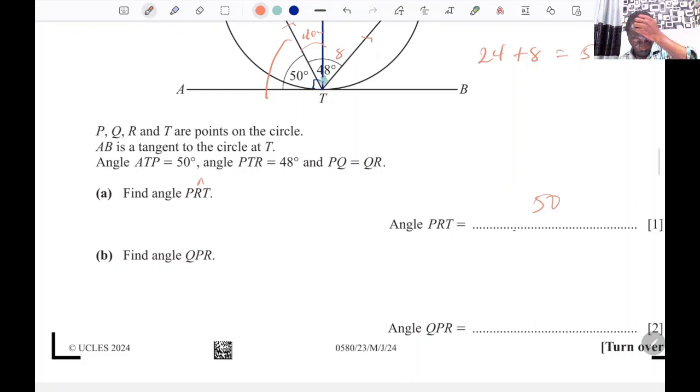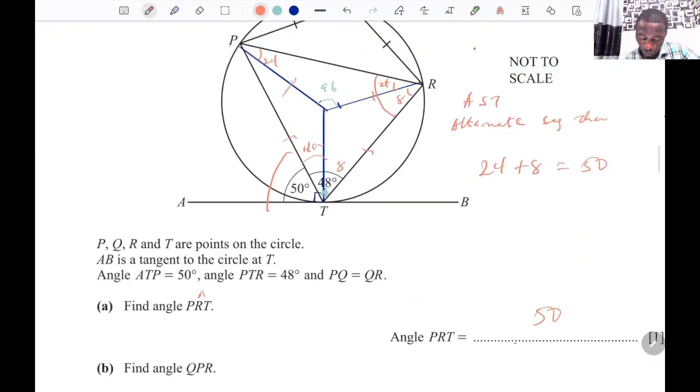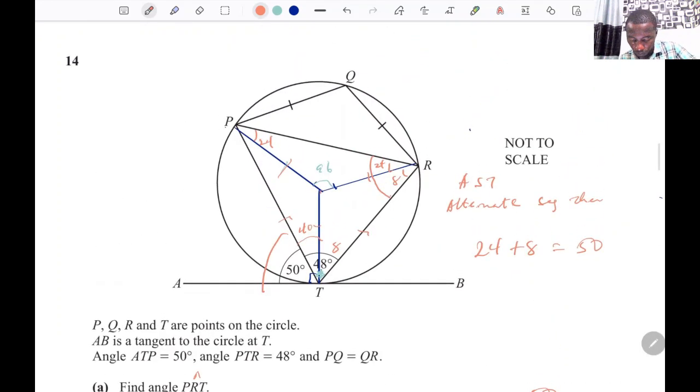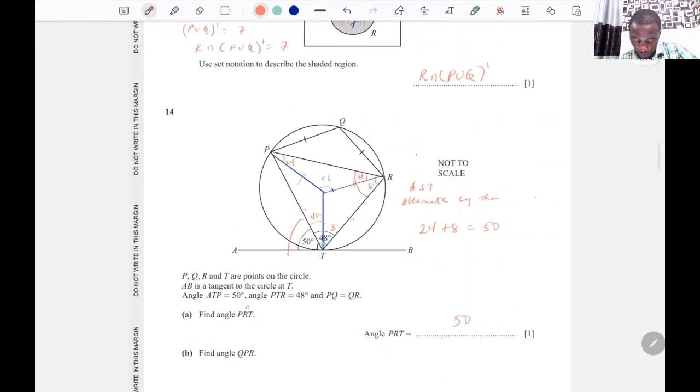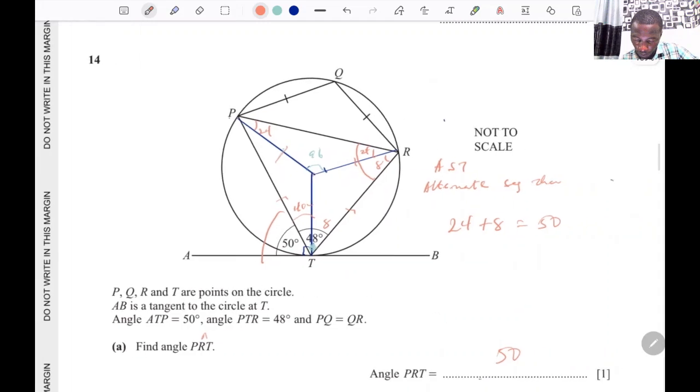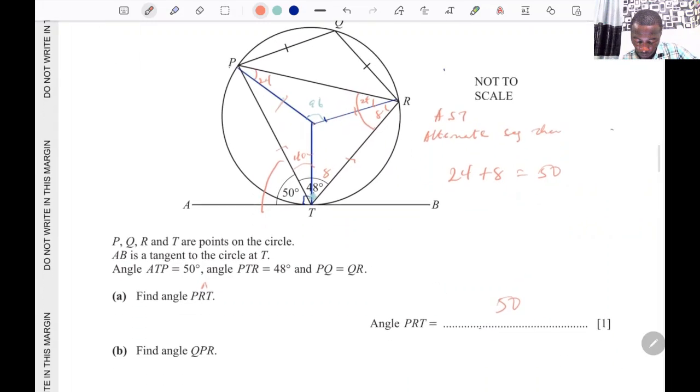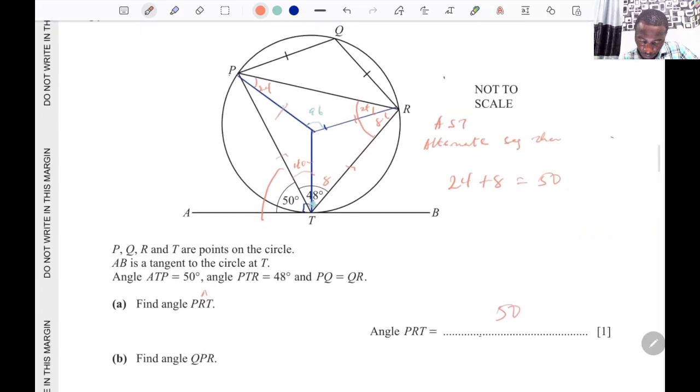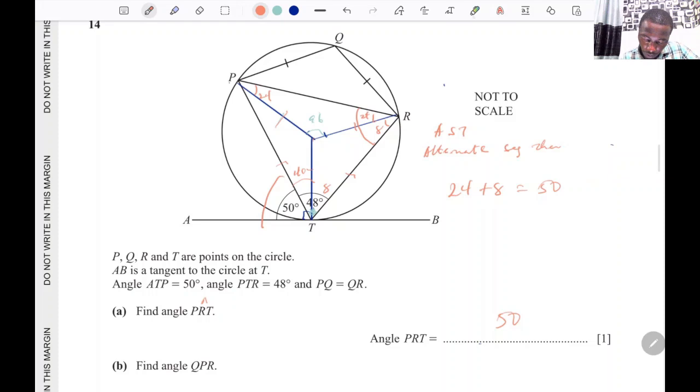The B part of the question says, find angle PQR. Angle PQR is this point. Let me zoom in a little bit so that we can see it together. So angle PQR, this is my P, so I have my PQR. For P to be at the center, meaning we're considering the angle inside, let's find the angle inside.